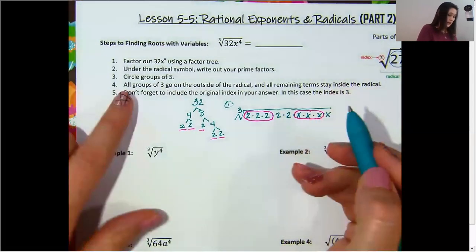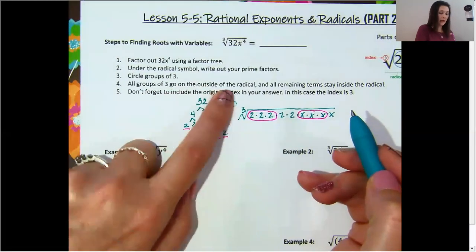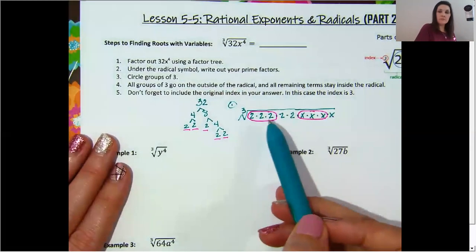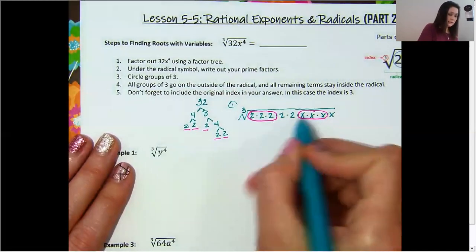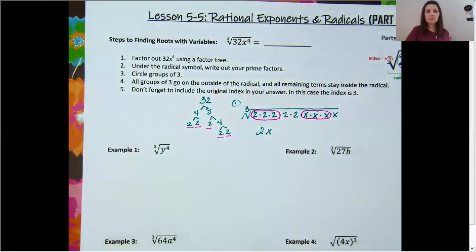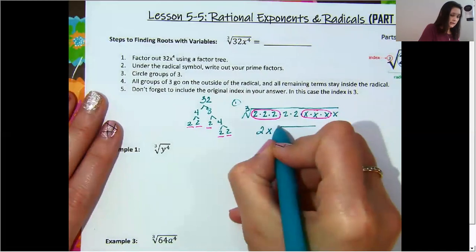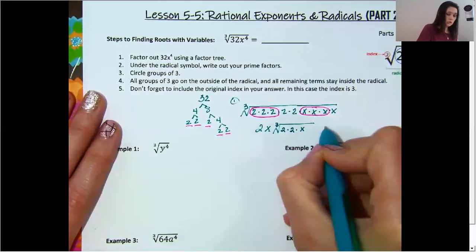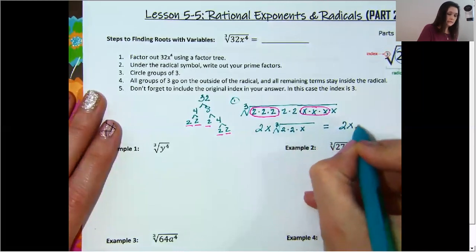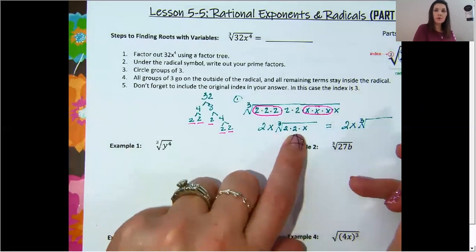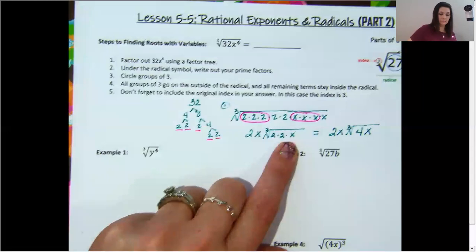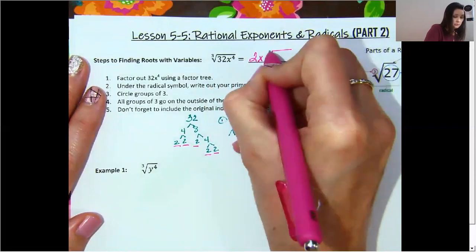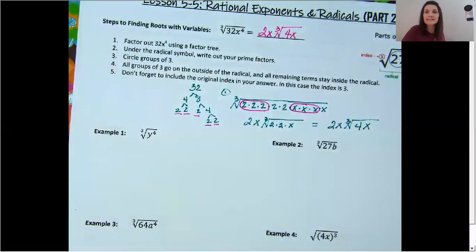So, then I'm going to go to step number 4. All groups of 3 go on the outside of the radical and all remaining terms stay inside the radical. So just like in part 1 of this lesson, except now I have an x, a variable to deal with. So I'm going to pull a 2 and an x out. And that is just 2 times x, which is 2x. And then inside of my radical, I have a 2 times a 2 times an x. So 2 times 2 times x. So my final answer would be 2x cubed root 2 times 2 is 4 times x is x. So 4x. So our final answer will go up here. 2x cubed root 4x. And so that's what today's lesson is going to be about.